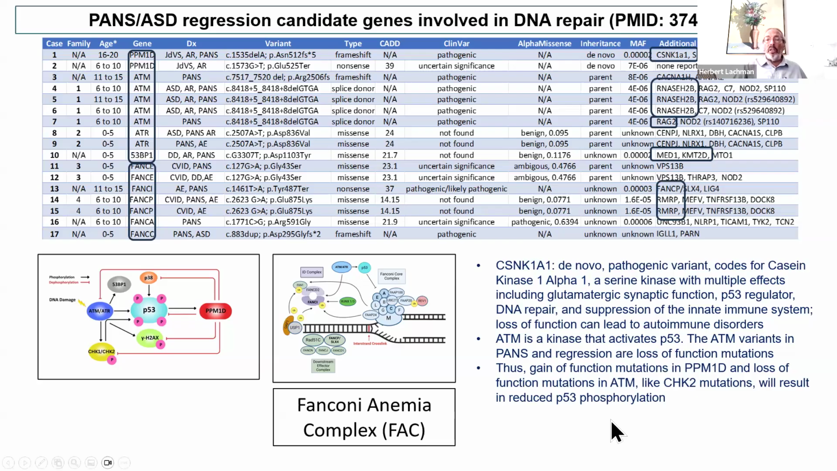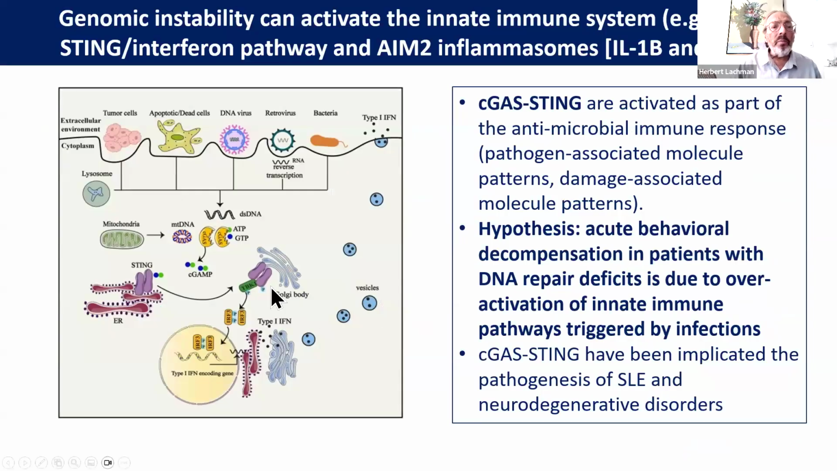And ATM, just like CHEK2, is a kinase. So it is acting kind of in concert with the PPM1D mutations, at least when it comes to trying to understand what is going on in these patients' immune cells. Now, DNA repair problems can lead to genomic instability. In some cases, in non-immune cells, this can actually lead to cancerous transformation. In immune cells, this can lead to activation of the cGAS-STING pathway.